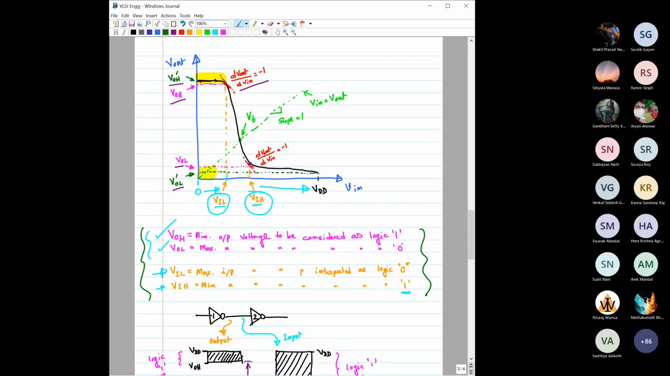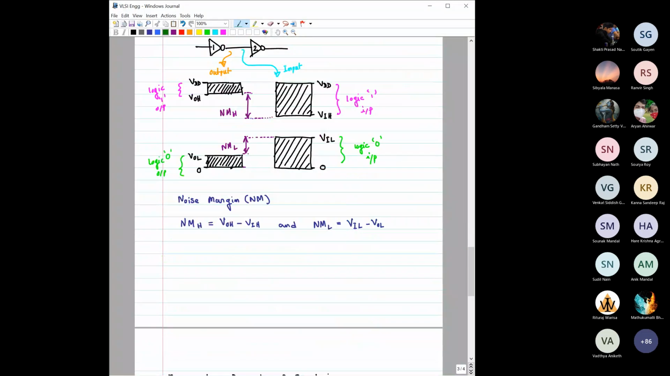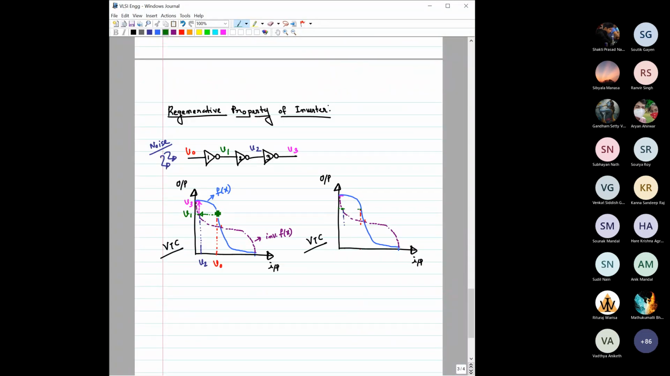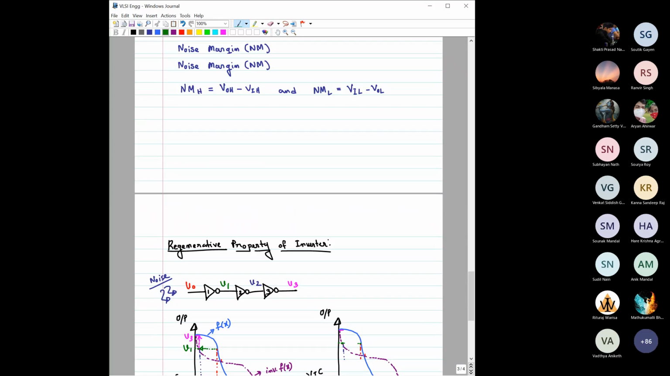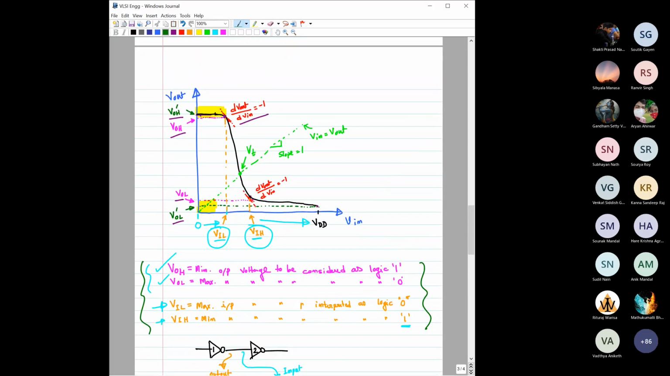So is there any reason for considering the slope as -1 as the limit? Like why not -2? Okay. That is because, maybe it would be better if we consider it here, in the regenerative part. So here -1 is something like this.